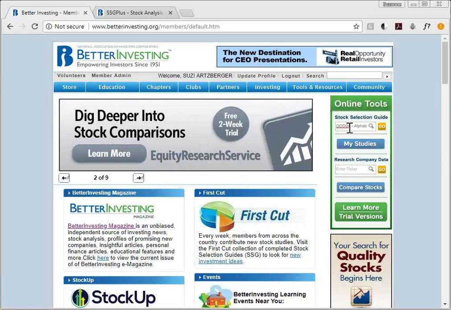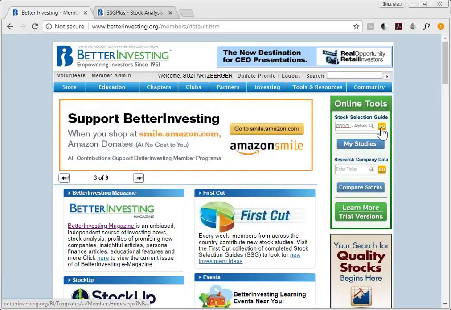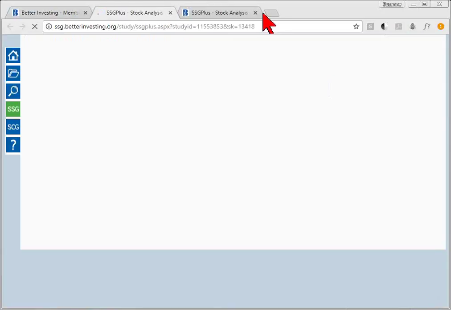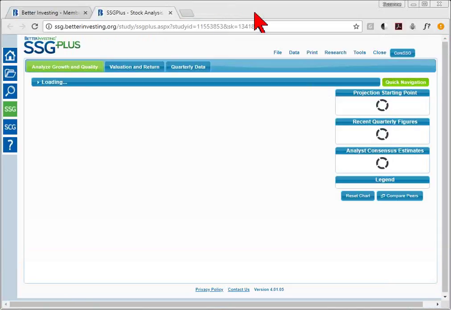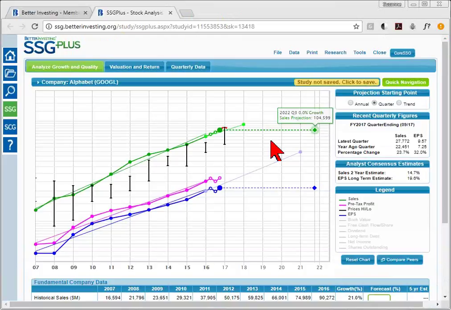Now, after I enter the ticker, I'm going to click on this little go, and then that will open the tool. I actually had another one already open. I'm going to close that. So this is the one that is opening now, and your screens should be caught up in seeing the stock selection guide proper.